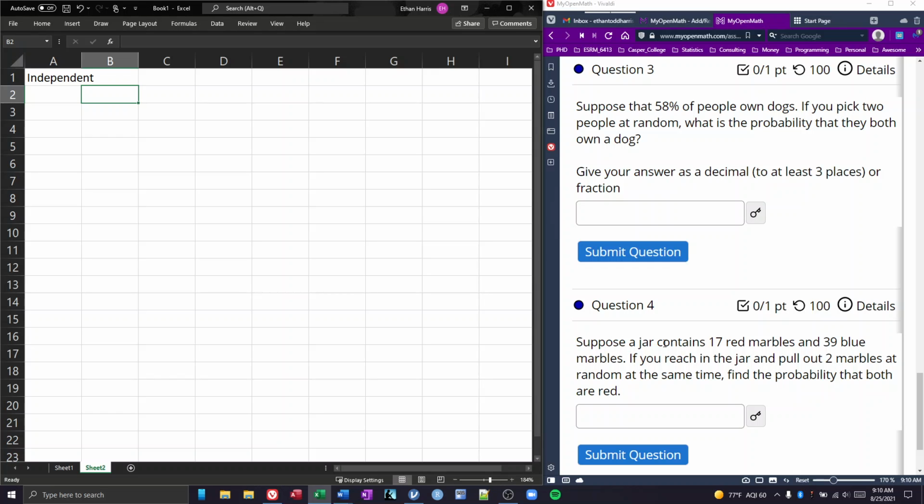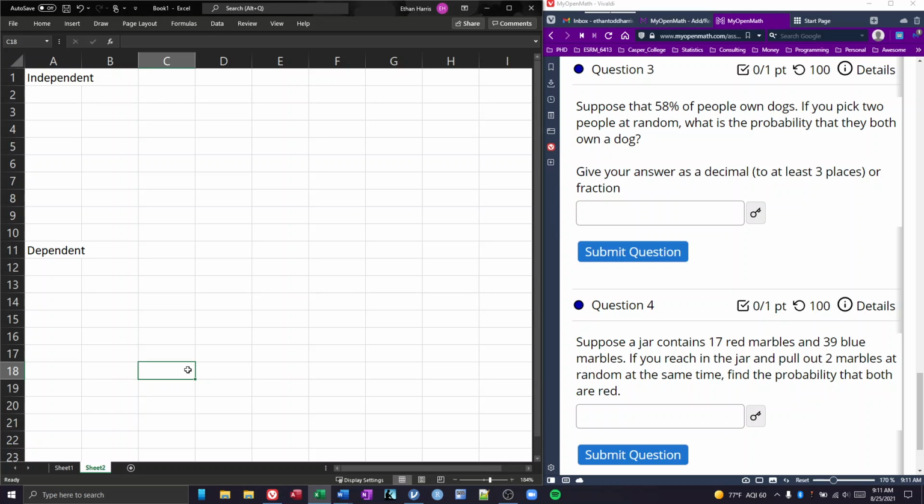Question 4 is, suppose a jar contains 17 red marbles and 39 blue marbles. If you reach into the jar and pull out two marbles at random at the same time, find the probability that both are red. Okay, that one, in fact, is going to be dependent. And it really all has to do with how big the sample is.